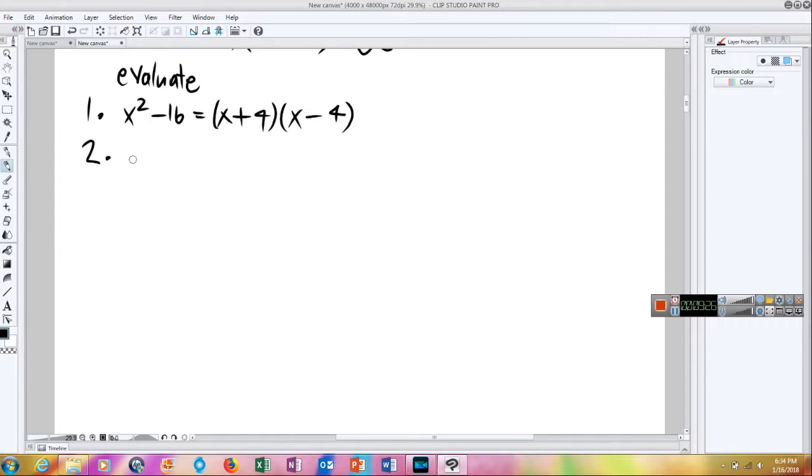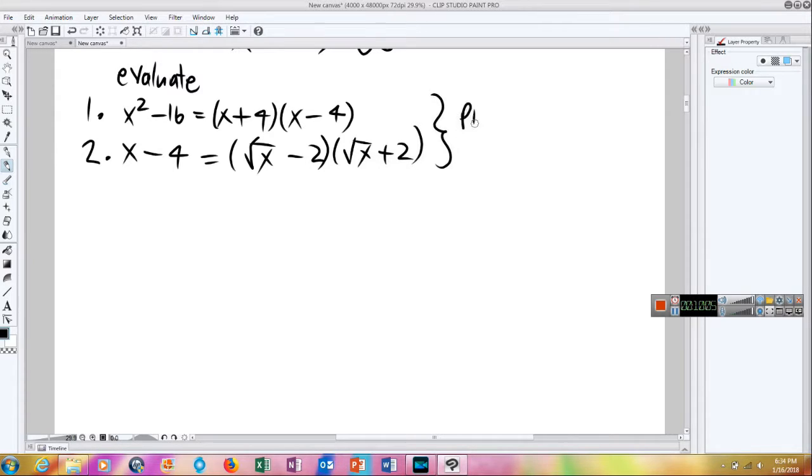So we're going to do something similar with the second example, where we have x minus 4, and that's equal to, in brackets, the square root of x minus 2 and the square root of x plus 2. I'll pair these off for now, paired, because that's how I have them in my notes.